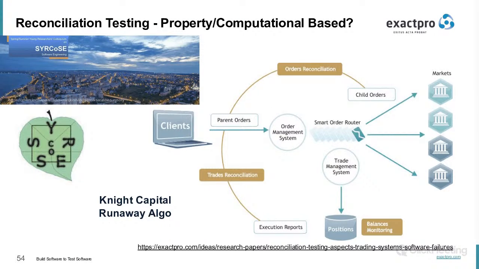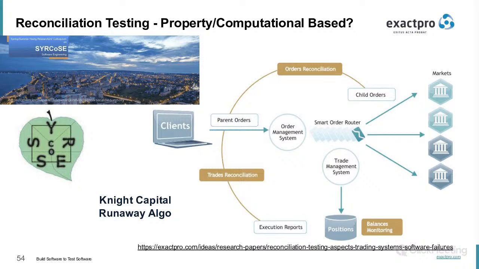Property computational based. So reconciliation testing is likely to fall under property reconciliation based. Properties are some features of the system, of the outbound flows, of the outbound states that we can analyze. For example, we can check that there is a match between parent orders and child orders, that no order received more executions than its original quantity, etc.